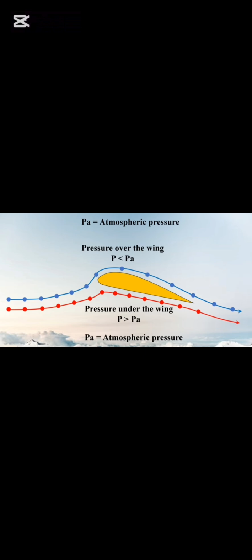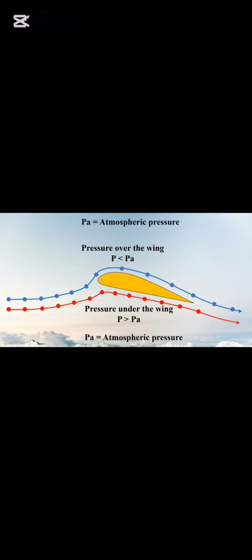As I mentioned during the paper lifting experiment, a direct application of Bernoulli's principle can be seen in how aeroplane wings generate lift. The wings are designed with a curved shape. I'll show you the actual image of the wings shortly. In this illustration, the yellow part represents the aeroplane wings. The blue dotted line shows air moving over the wings, and the red dotted line shows air moving below them.